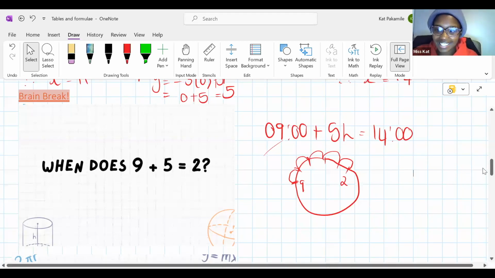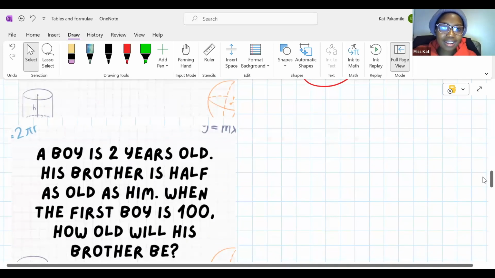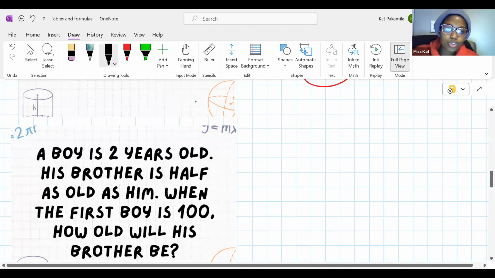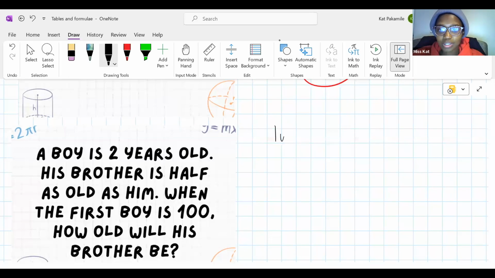Exactly, guys. Okay, if a boy is 2 years old, his brother is half as old as him. When the first boy is 100, how old will the brother be? This one is easy, guys. 50, 50, 50, half of him. Guys, if the first one was 2 years and the younger brother was half, that means the younger brother was 1 year old. That means they're only 1 year apart, guys. So if the one is 100 years, the other one would be 99 years.